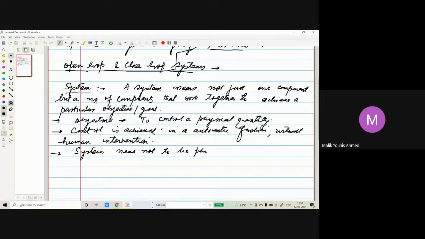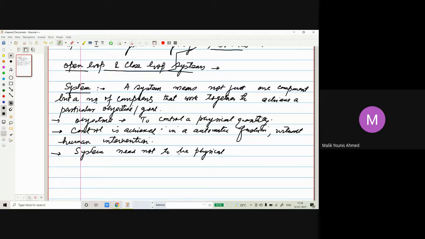Somebody will say, sir, only this type of system, where we have mechanical energy converting to electrical energy, or household items like a bread toaster, or other systems like an oven in your house achieving things automatically, cooking ranges, lots of systems, washing machines, dishwashers. These are all physical systems. But when I talk about the system, it's not necessary that the system always be physical, that it will have physical components in it.